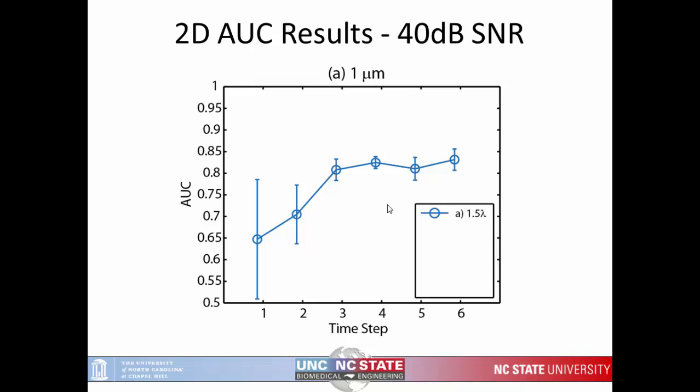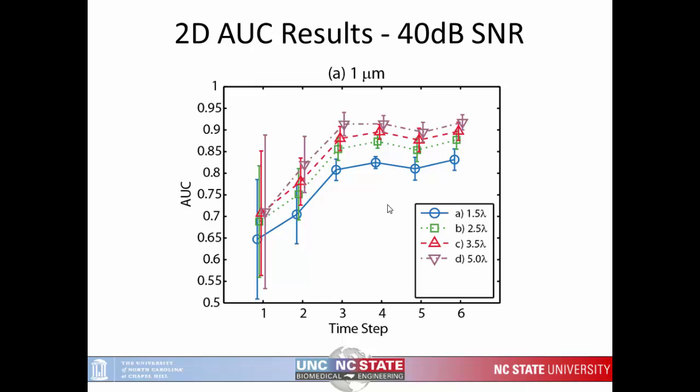If we look at the 2D results, this is a plot of AUC versus the 6 time steps. As expected, the lowest time step, which has the lowest concentration and smallest area, is going to have a relatively poor AUC, and this is for a 1.5 lambda kernel. As we increase our time step and increase concentration of scatterers, we start to do a little better job to differentiate. Interestingly, if we increase our kernel size, we see that the AUC actually increases. So this suggests that using an increased kernel size can do a better job of separating these two distributions.